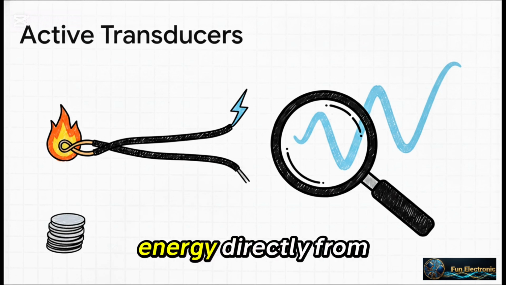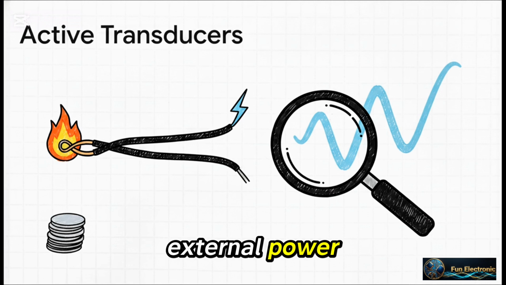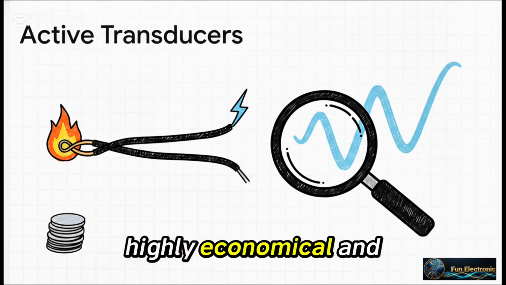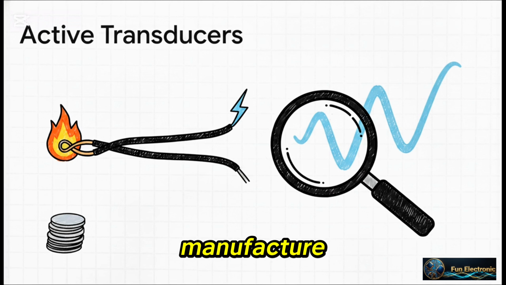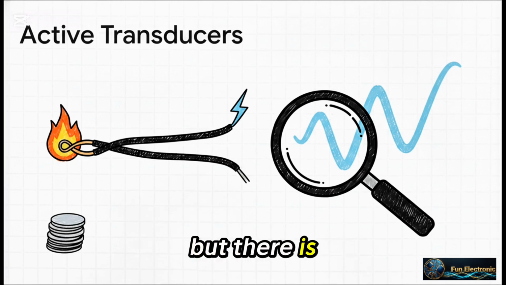Because they draw energy directly from the source they are measuring, they require zero external power. That's a huge plus. It makes their design incredibly simple, highly economical, and super cheap to manufacture. A classic example is a thermocouple measuring heat. But there is a trade-off here.